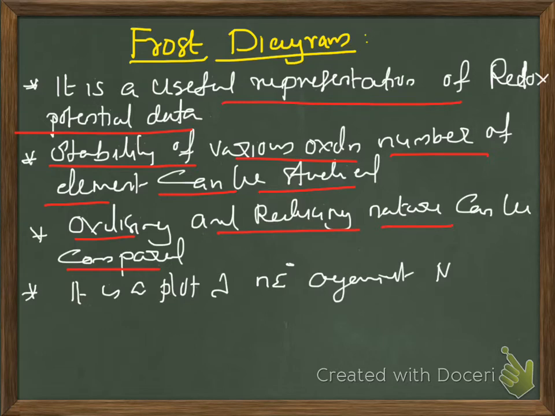It is actually a plot of delta G0 against oxidation number. This is our equation. Here we are actually plotting nE0 against n, where n is the oxidation number. Here we have to multiply the oxidation number with E0. Actually, nE0 is minus delta G0 by F.